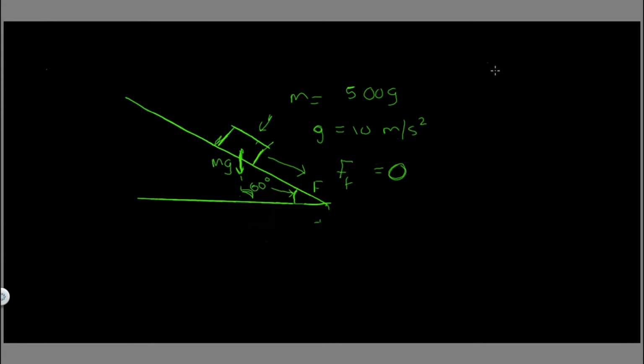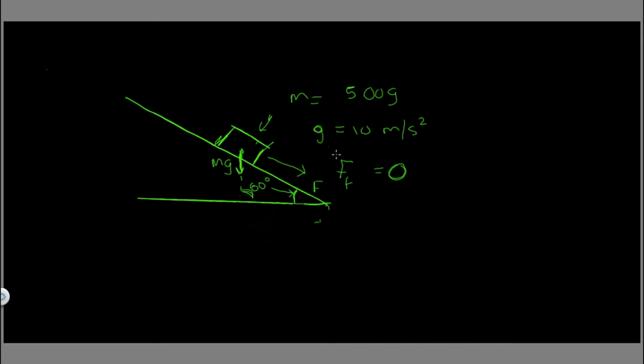Okay, so now we have a much more challenging problem. In this problem, there's a box with a mass of 500 grams sliding down a slope that is inclined at an angle of 60 degrees. Here, frictional force is negligible, so we're just going to leave that as 0. And the only force acting on it is acceleration due to gravity.